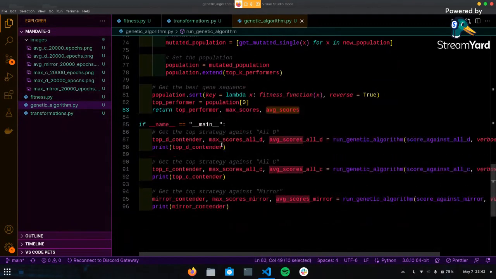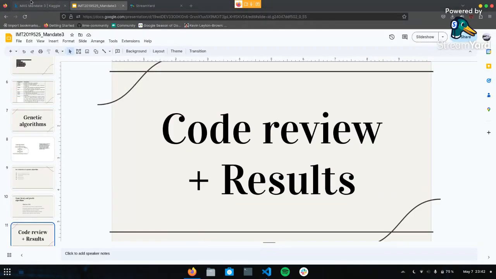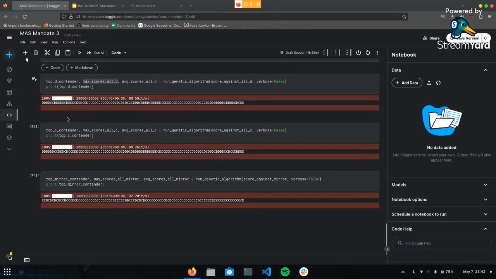So there were 3 experiments, one against all D, one against all C, and one against mirror. Now, let's look at the results. So this is the top D's contender. Like we mentioned, there should be more of D's, which you can see here. And what is more pertinent to this is that there were more D's now than there were in previous epochs. When you print the verbose output, I could see that. So that is one. And next we have top C, where again you see there are more D's than C's. In fact, there are more D's than top D. So I think top D should learn a little bit more.